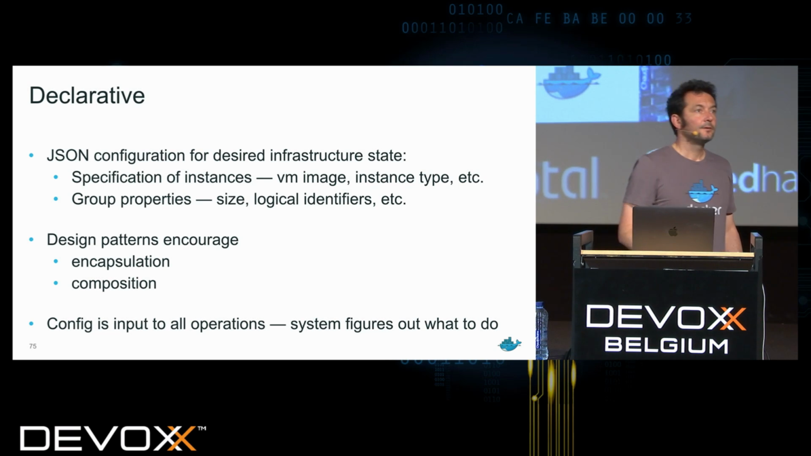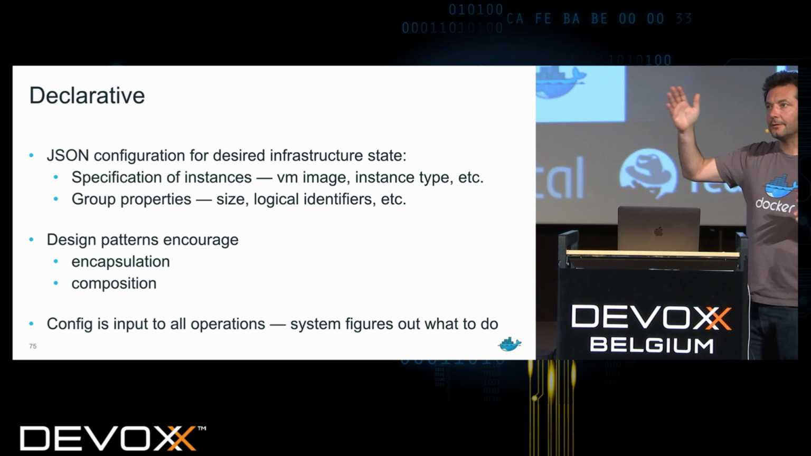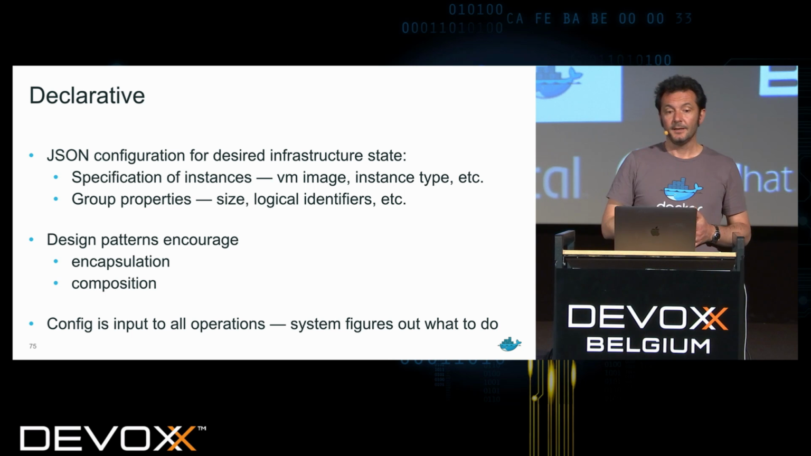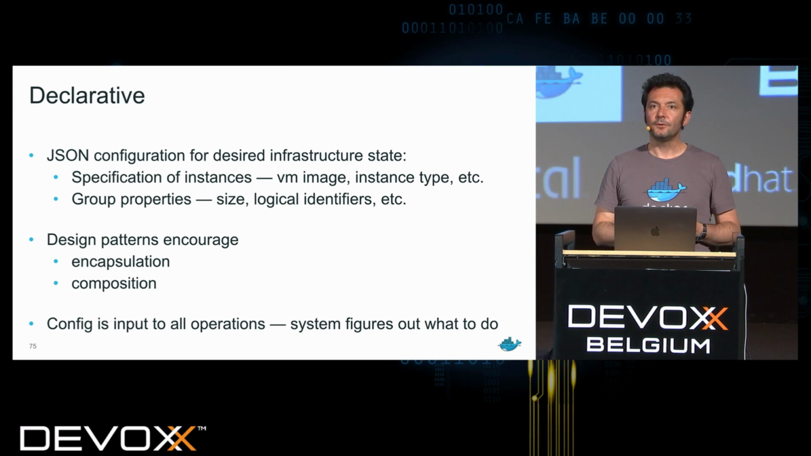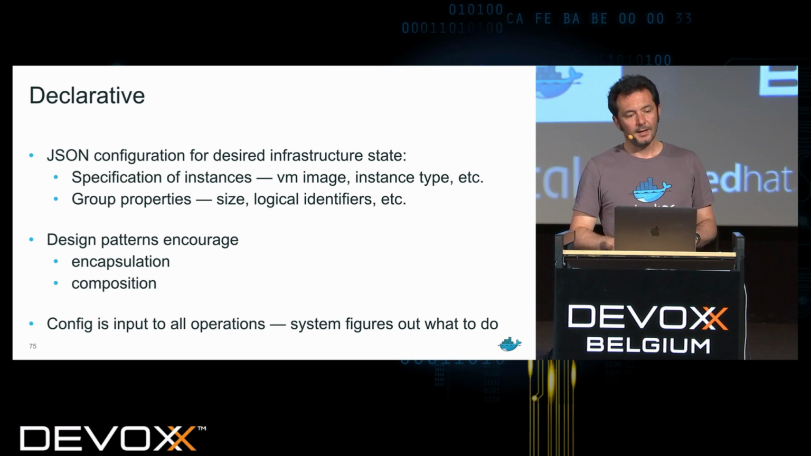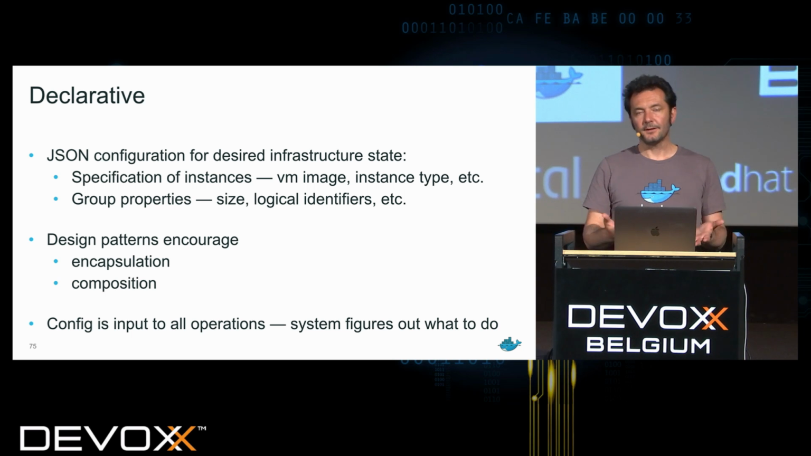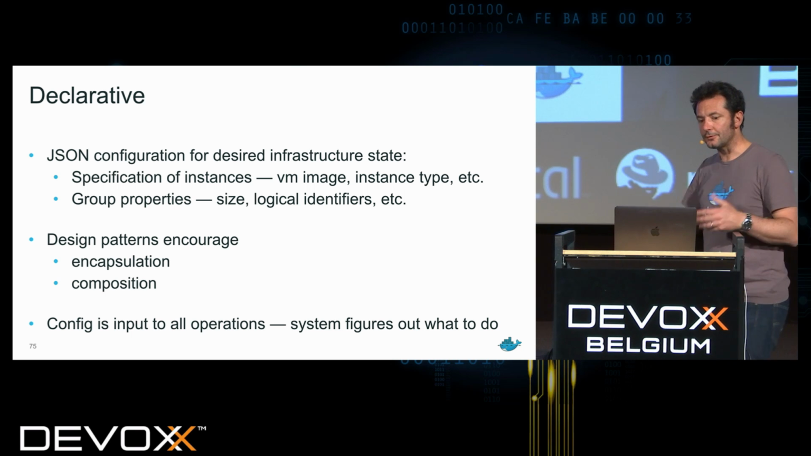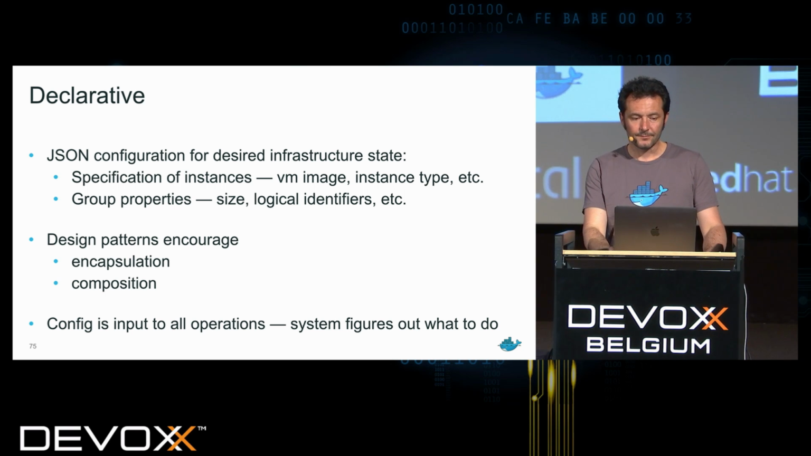Yeah, so it's a toolkit, it's a separate project, it's Docker/InfraKit on GitHub, and you can use it today for your own projects. Basically, it's a declarative framework, so you specify your infrastructure with a JSON file, and there you can specify instances and groups. Instances would be VMs, groups are groups of VMs which have certain behavior. It's using encapsulation and composition inside of the JSON in order to have full fidelity for the underlying infrastructure. And the only input for any operation is that configuration.